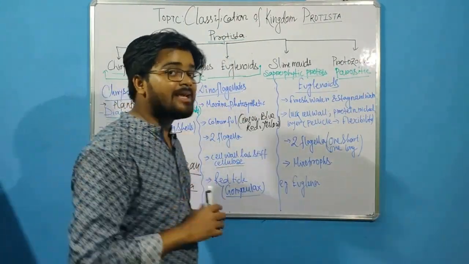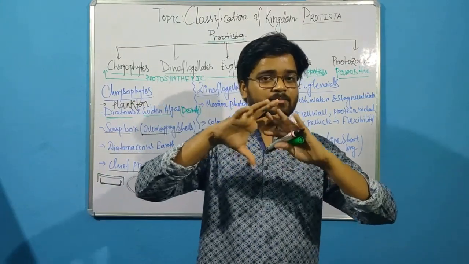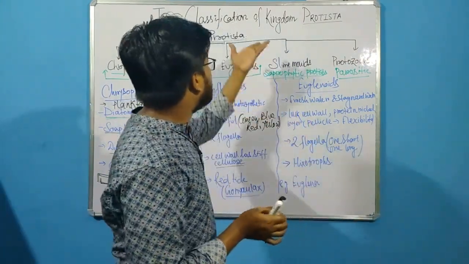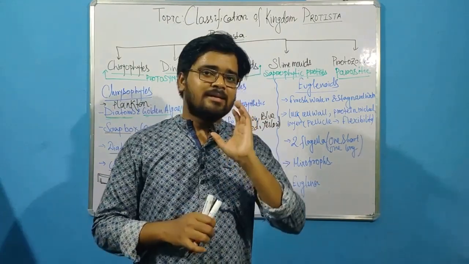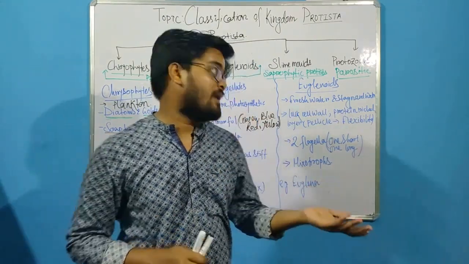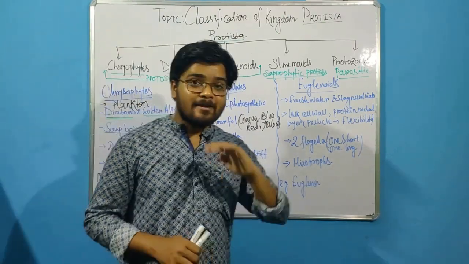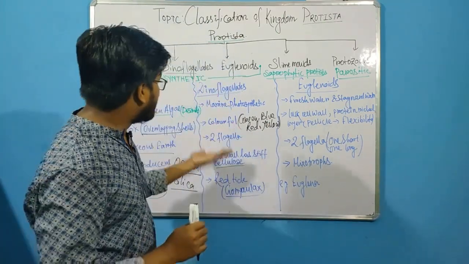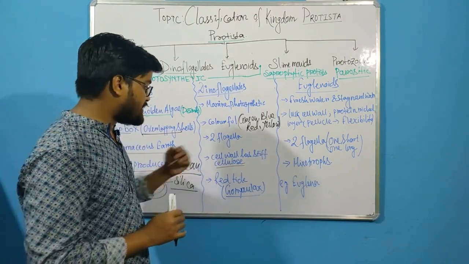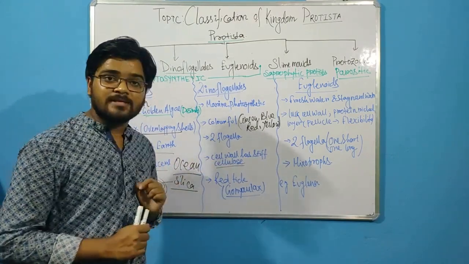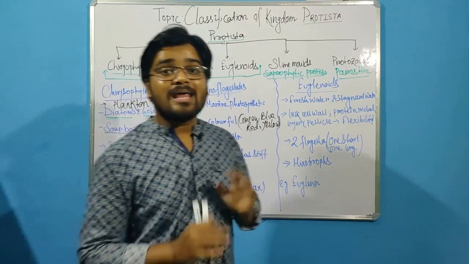So that's why in the beginning I told you there is some contradiction in the kingdom Protista, because they have some characters that resemble higher plants. In plants we get a cell wall made up of cellulose, and here also the cell wall is made up of cellulose. So that's why there are similarities.